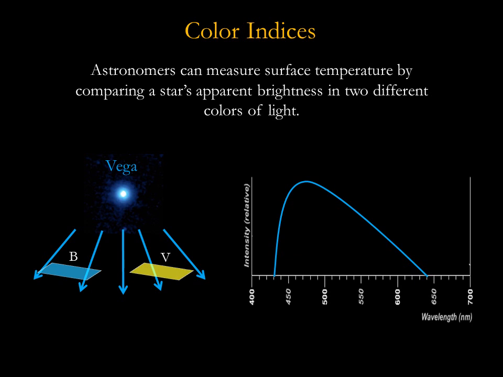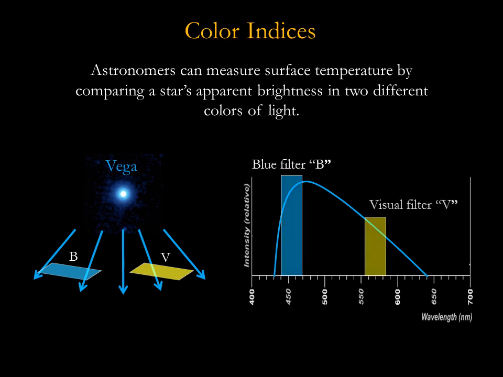Vega is a hot star, and it emits more blue light than yellow. Therefore, if we compare the amount of light from Vega that makes it through the blue filter with the amount of light from Vega that makes it through the yellow filter, we'll definitely see more light in the blue.